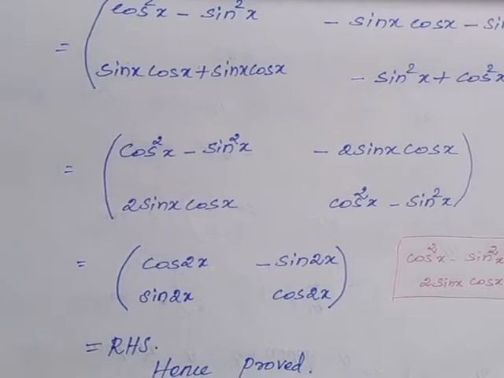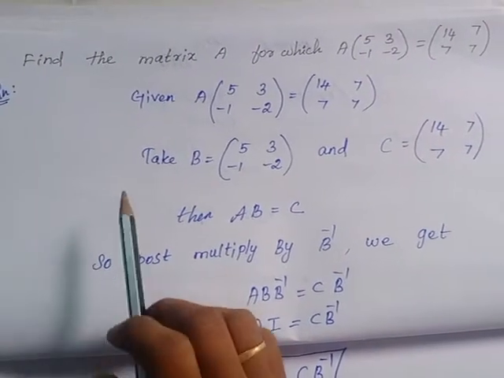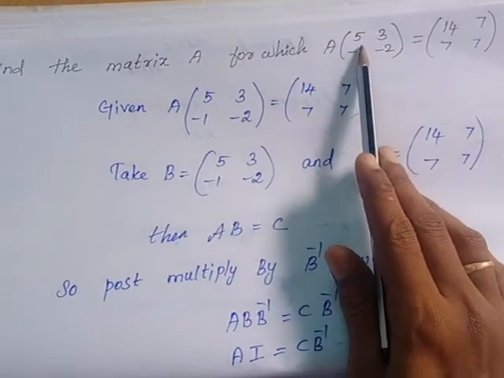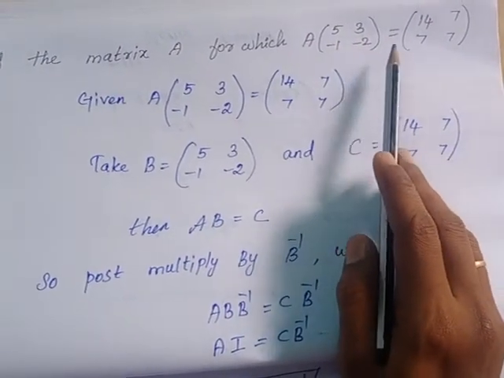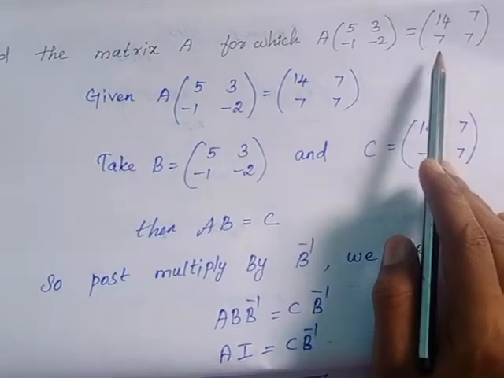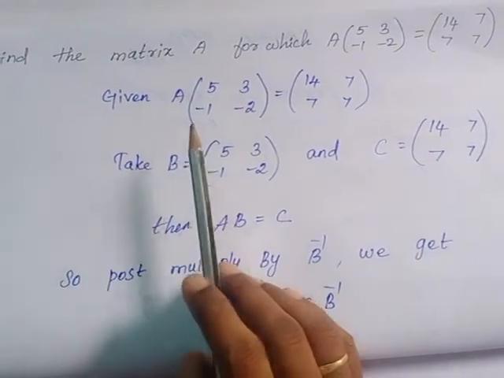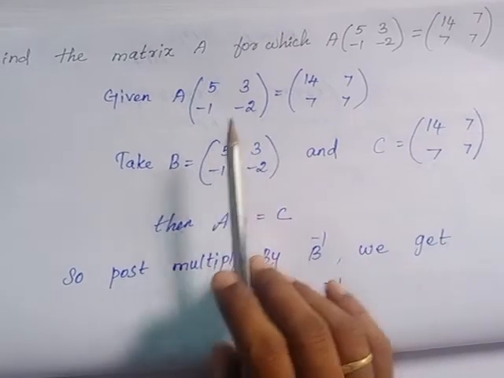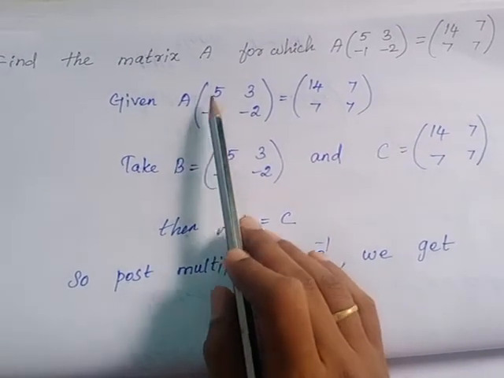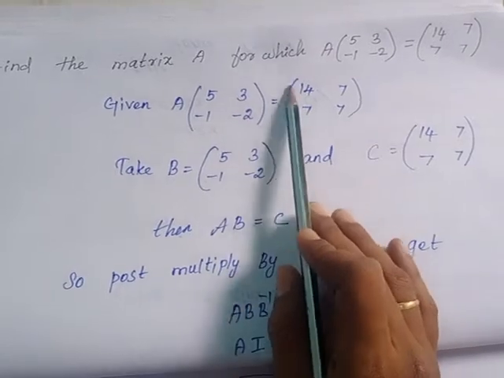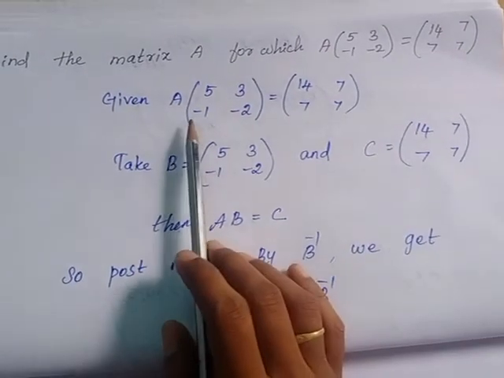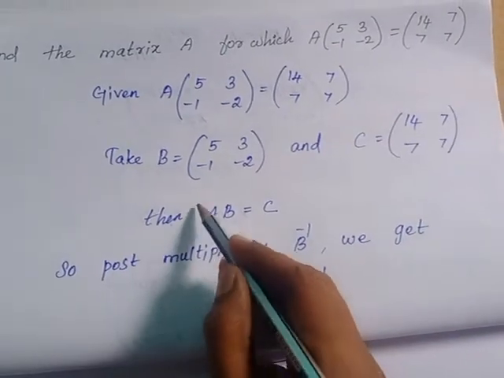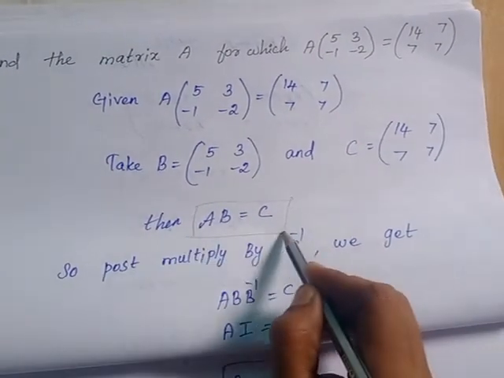The next problem. Now the 12th problem is: find the matrix A for which A into [5, 3; minus 1, minus 2] equals [14, 7; 7, 7]. So I have to write the given matrices here. Let this matrix be B and this matrix be C. So the given result is AB equal to C.